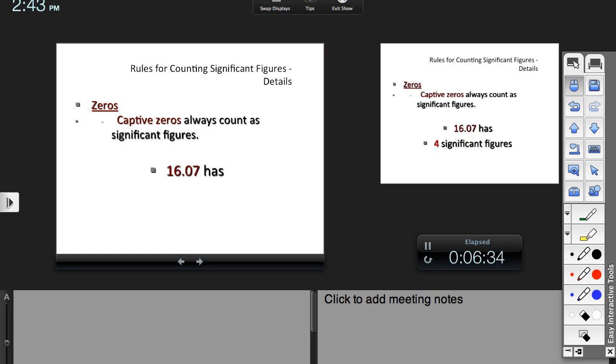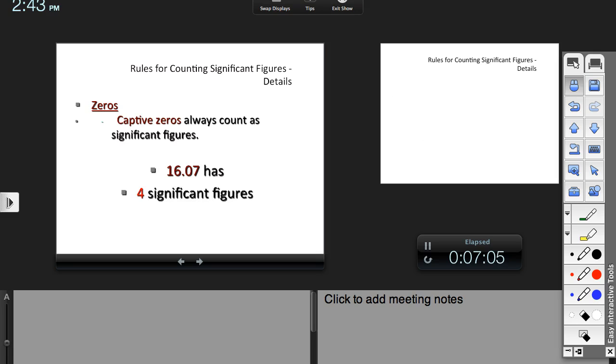So check out this number, kind of brainstorm whether you think this 0 here would be significant or not, and then give me your answer on your board for how many significant figures we're dealing with. All right, let's see it. All right, awesome. So everybody said 4, and that is true. So this is a captive 0 in between the 6 and the 7, and it is significant. So get your answer down as 4 in your notes for later.